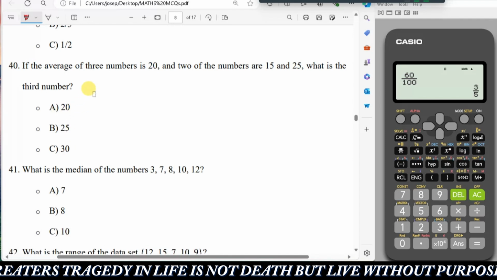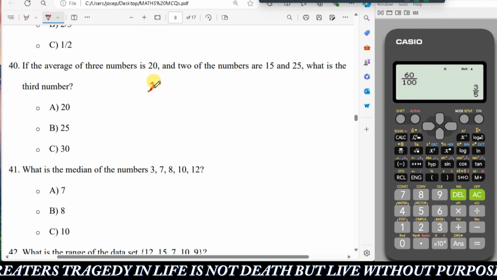Number 40. If the average of 3 numbers is 20, the average is 20, so it means they are talking about the mean here. And two of the numbers are 15 and 25. What is the third number, right? But the average here is 20. So it means when I add all those numbers and divide by 3, I must get 20. So we have x plus 15 plus 25, divided by 3, and that will be equal to 20. If you can find the mean, you'll be able to do that.